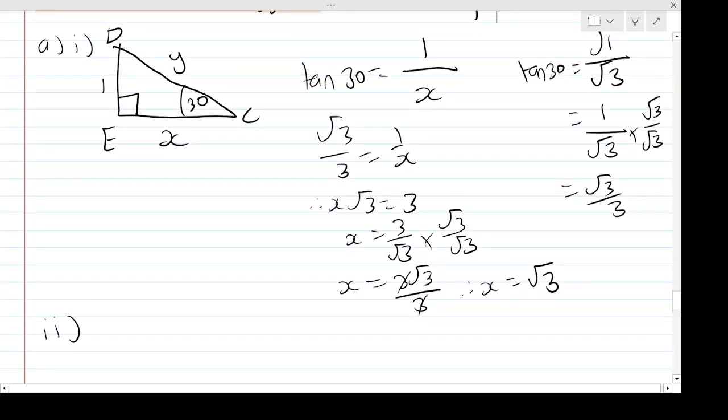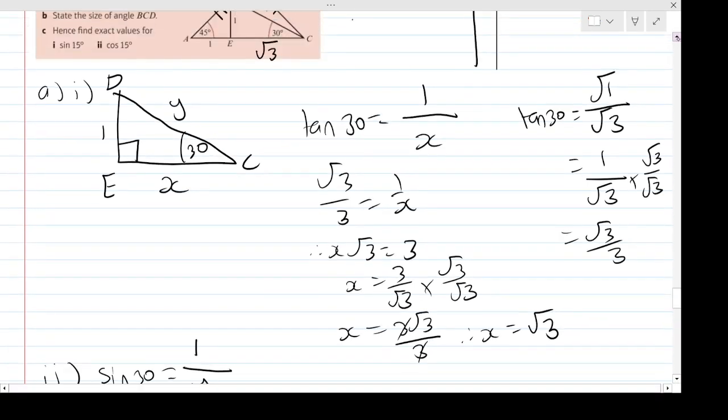So to find y, or the length DC, y is the hypotenuse, right? Because it's opposite the right angle, right? And then the 1 is the opposite. So we're going to need the sine part of SOHCAHTOA. So sine of 30 is going to be the opposite over the hypotenuse. So that'd be 1 for the opposite, the angle 30, and the hypotenuse is y.